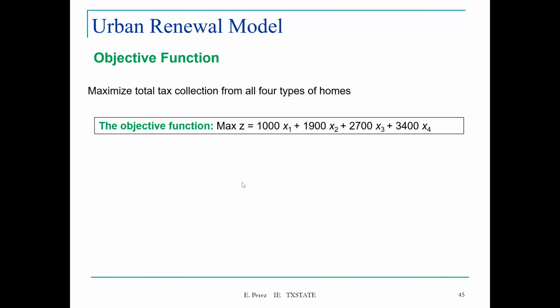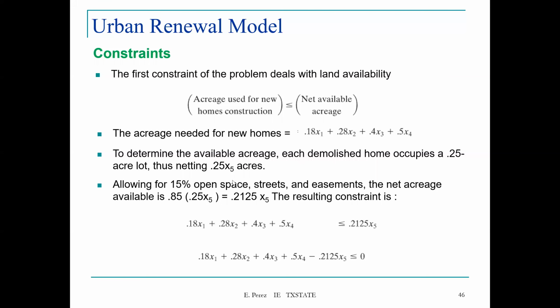So we want to maximize that. And then we have some constraints in terms of the space. So the first constraint of the problem deals with the land availability. So we know that if we are going to build new homes, we have to have some space available. So the acreage used for new homes construction must be less than or equal to the net available space.